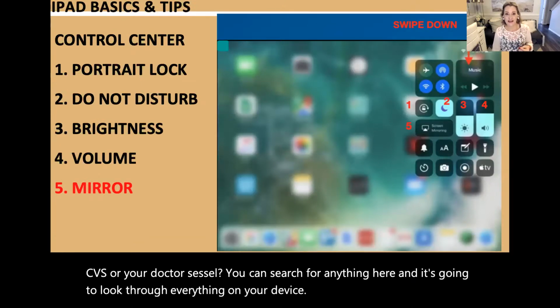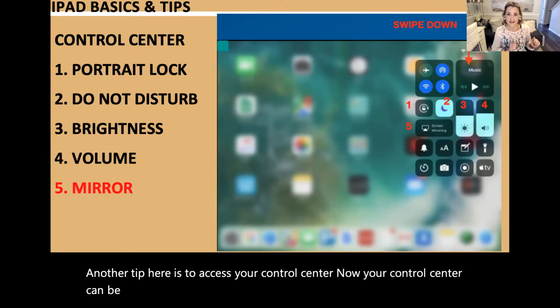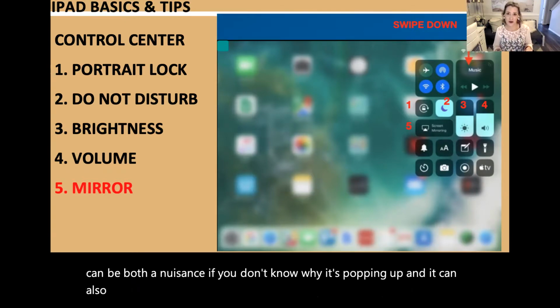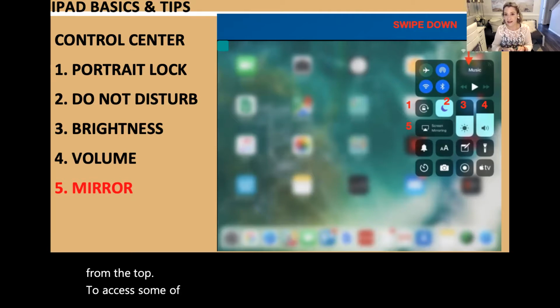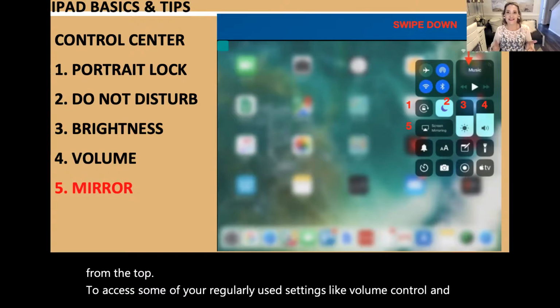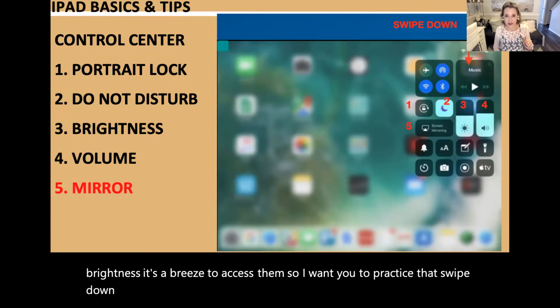Another tip here is to access your control center. Now, your control center can be both a nuisance if you don't know why it's popping up, and it can also be so convenient for you when you know that you can swipe down from the top to access some of your regularly used settings like volume control and brightness. It's a breeze to access them. So I want you to practice that swipe down from the top of your screen to bring down your control center.